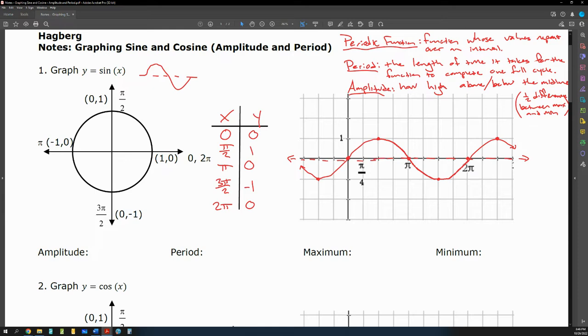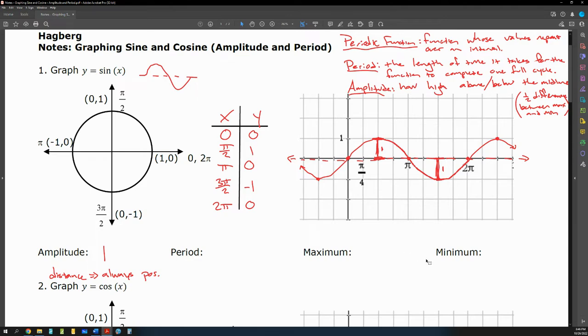So the amplitude is going to be this distance from the x-axis to the maximum, or the distance from the midline, x-axis, to the minimum. And that distance is the same. That distance is 1. So the amplitude in this case, the height of the wave from the midline, is going to be 1. And that quantity is a distance, right? So distance is going to imply that this value is always going to be positive. And that's true for amplitude. Your amplitude will always be a positive quantity.